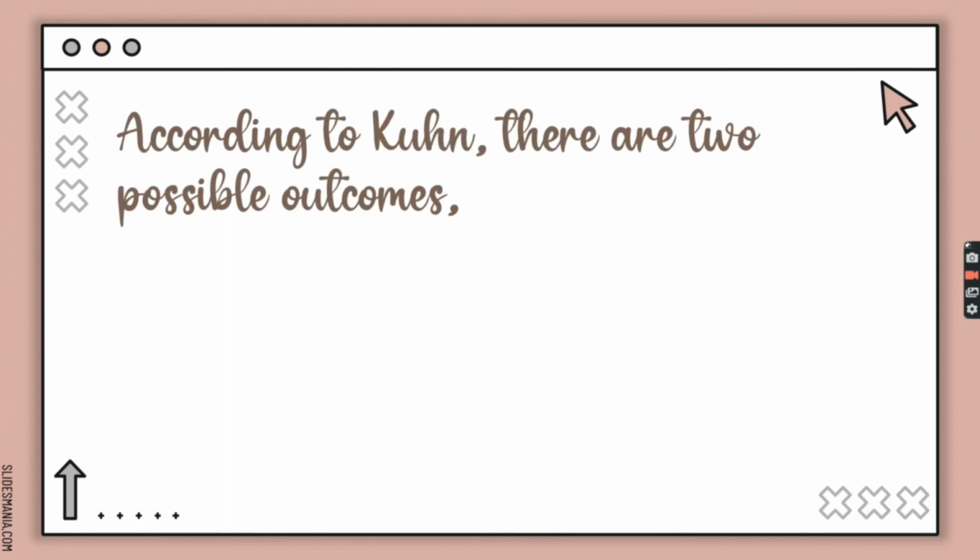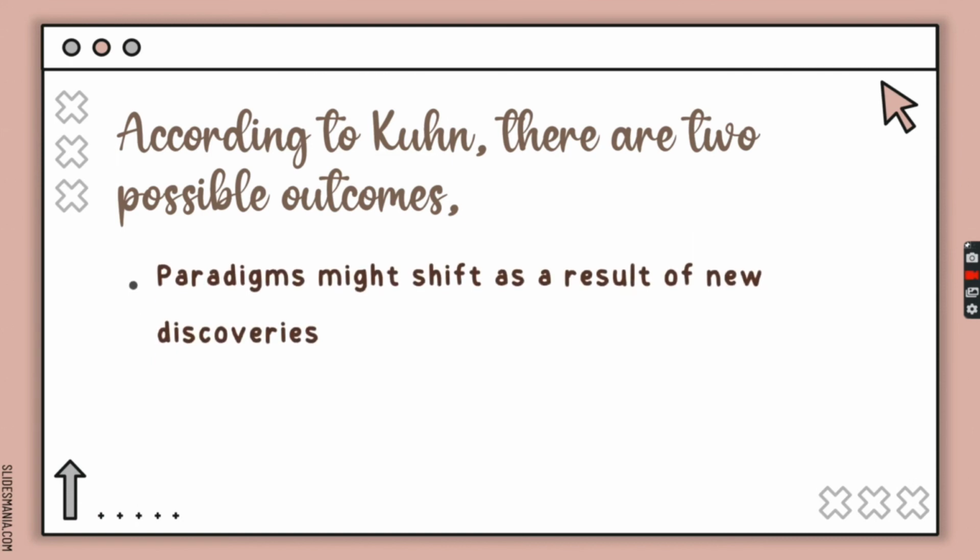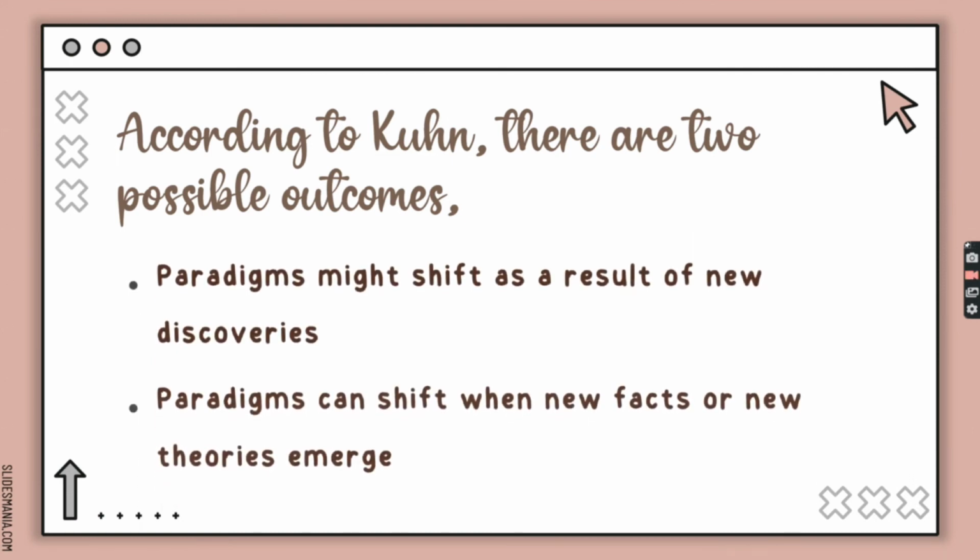According to Kuhn, there are two possible outcomes. For instance, paradigms might shift as a result of new discoveries. Second, paradigms can shift when new facts or new theories emerge. An anomaly is a problem that resists normal practice under the existing paradigm and occurs unexpectedly. A shift in the researcher's perspective is part of the adjustment process.